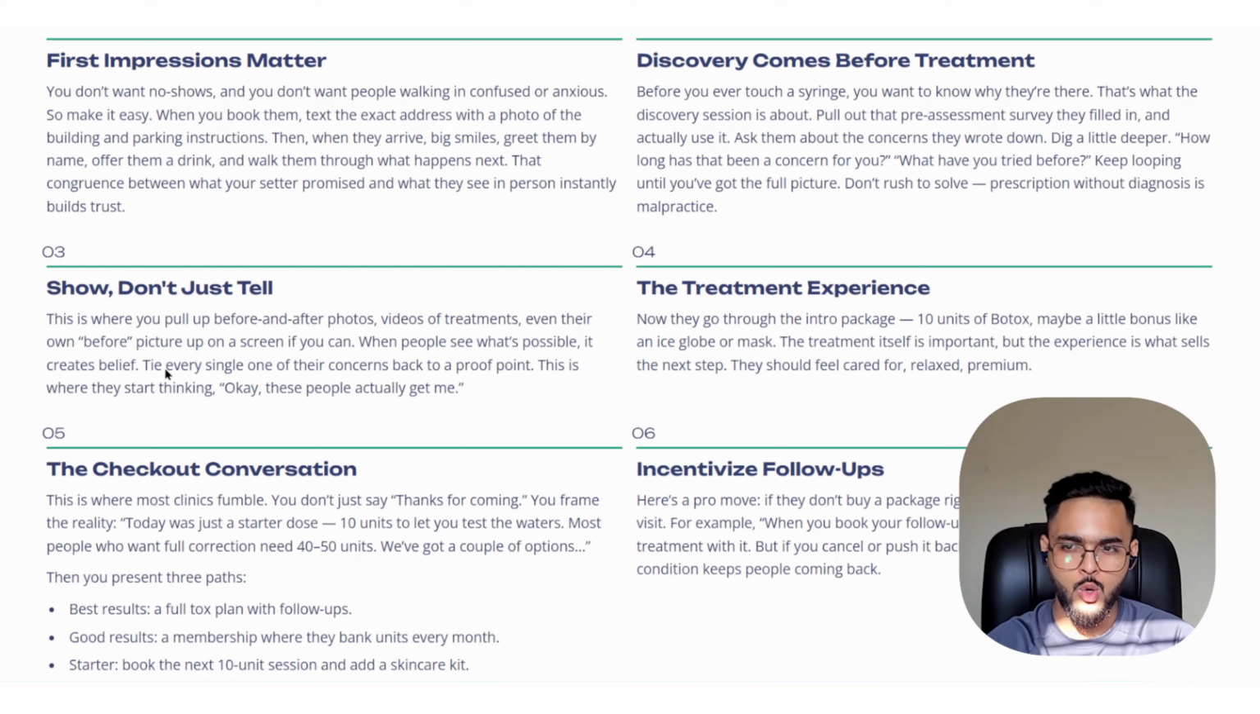And then show, don't tell. Show as much proof as you can. And this is where you pull up before and after photos, pull up a whole bunch of them, videos of treatments, and you can even bring up their own before picture on a screen if you can. When people see what's possible, it creates belief, and tie every single one of their concerns back to a proof point. This is where they start thinking, okay, these people actually get me. If you have a client story that you can relate to the patient situation, that's even better.